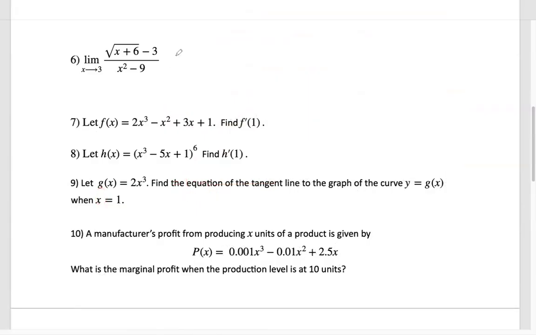Lastly, this one also, we need to multiply. We need to perform some tricks. And this trick is to multiply by square root of x plus 6 plus 3 divided by itself. Basically, we're multiplying by 1.